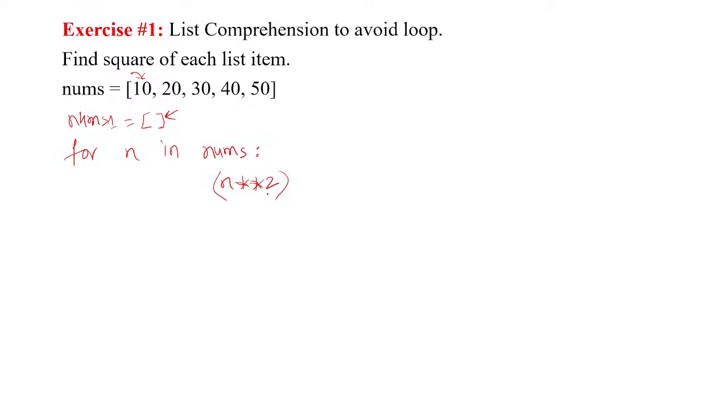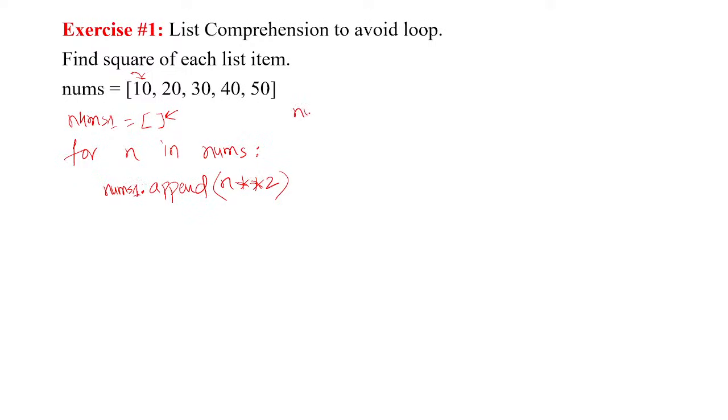So this squared value, you need to add to this new list. Since it is an empty list, to add an element to the list, what function can we use? You can use the function called append here. Where to append? To nums1. So you can say nums1.append. The number will be squared and added to nums1.